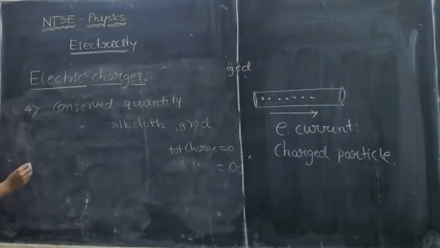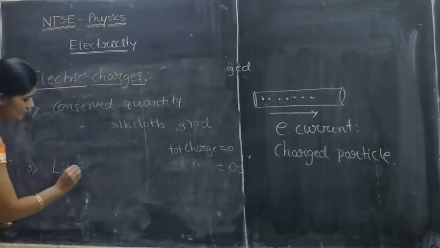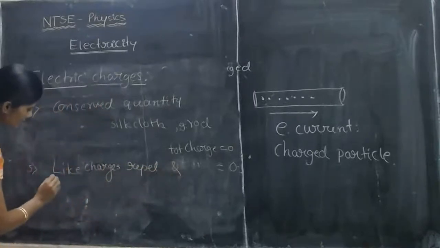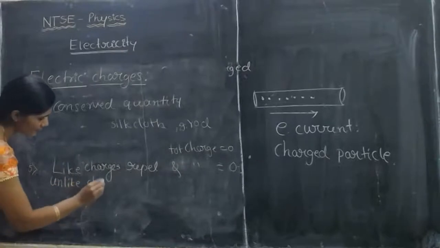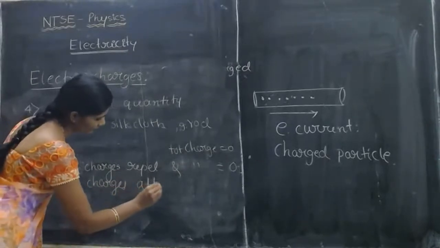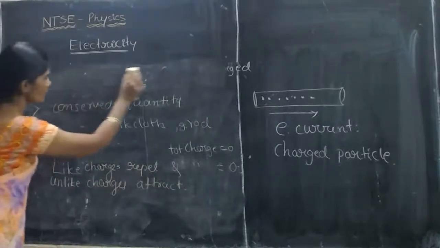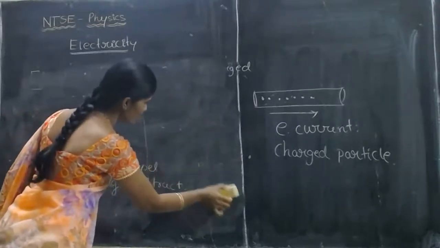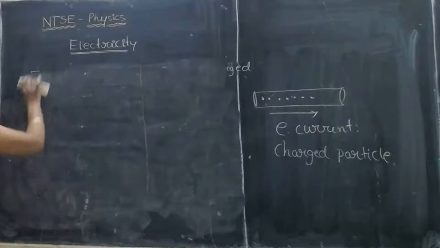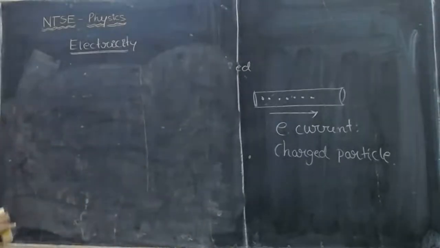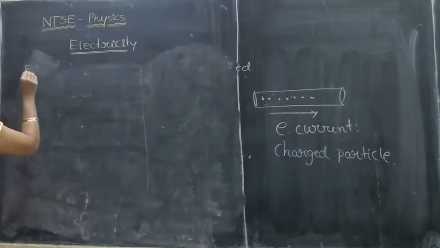And one more property, so very well known, is that like charges repel, and unlike charges always attract. These are the basic properties of the electric charge. Is it clear? Next we move to the electric current. After knowing about this electric charge, it becomes easy for us to understand electric current. In understanding the topic of electricity, we need to know many physical quantities and basic concepts. Then only we can understand the concept of electricity. Next we try to understand electric current.